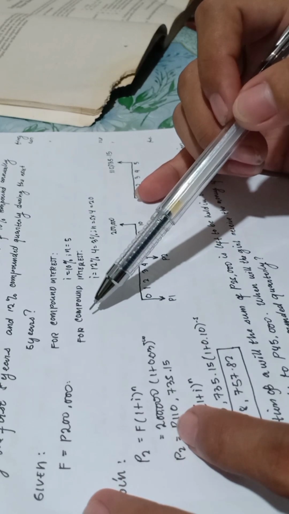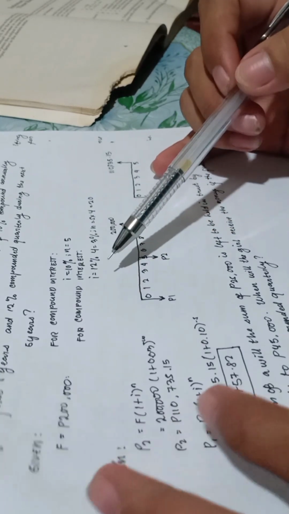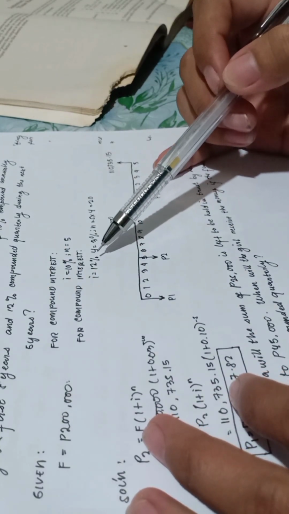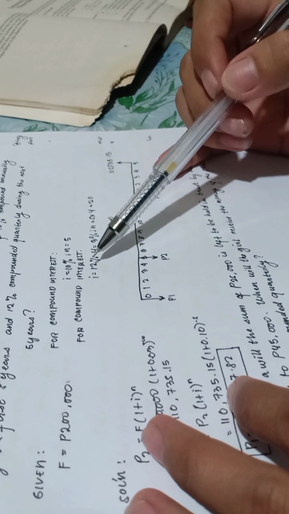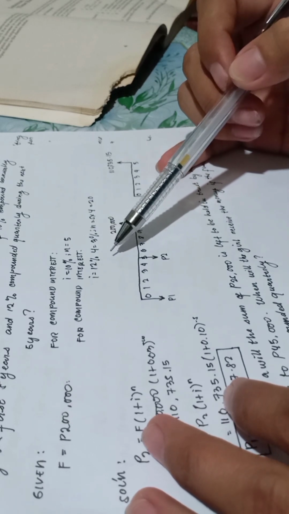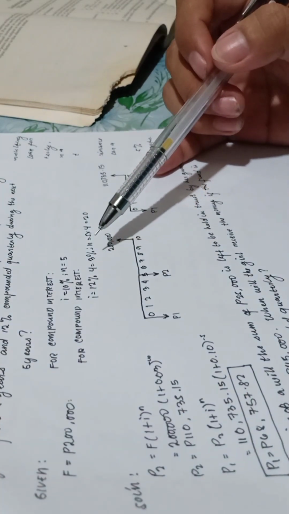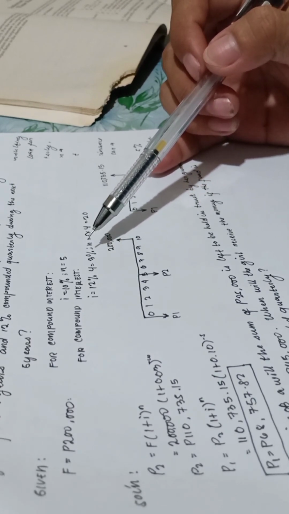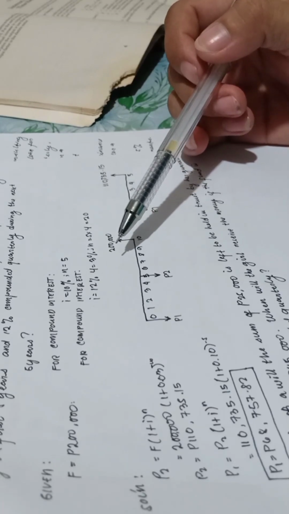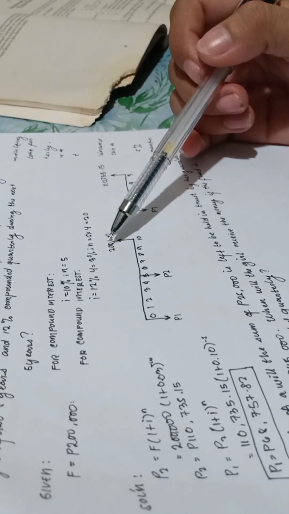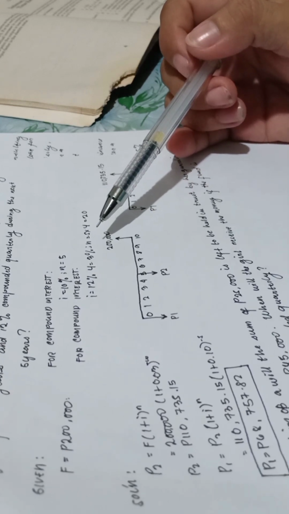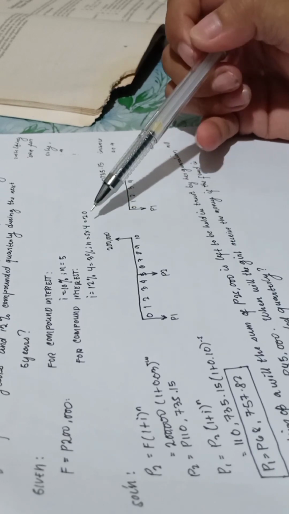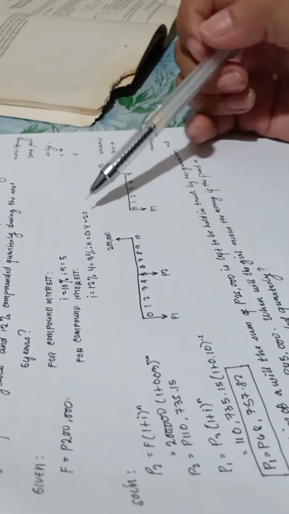Then for the compound interest here, the rate is 12%, compounded quarterly. So 12% over 4 is equal to 3%. So our number of interest periods here is equal to 5 times 4, so 5 times 4 is equal to 20.